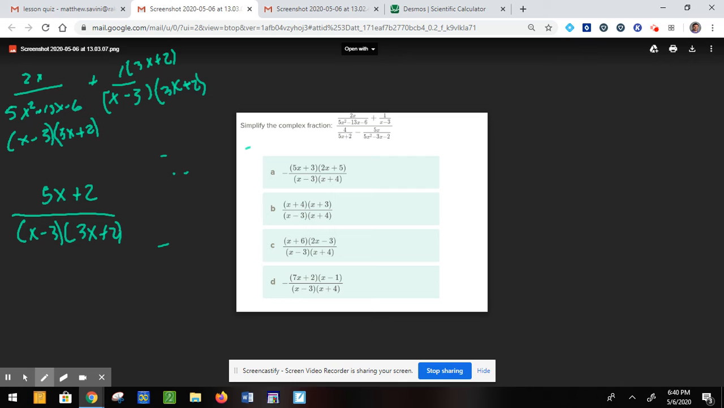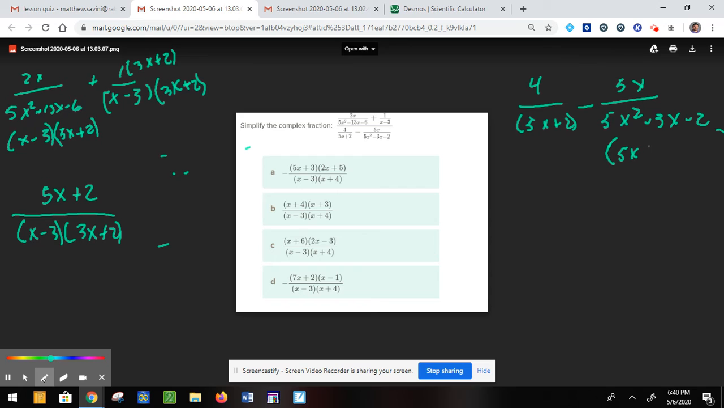We're going to do the same thing with the denominator. So I'll do that over here. You've got 4 over 5x plus 2 minus 5x over 5x squared minus 3x minus 2. Again, I need to factor that second denominator. Again, I'm going to assume, at least try first, that 5x plus 2 is one of the factors. It might not be, but it's my best guess. Again, typically that's how this is going to flow.